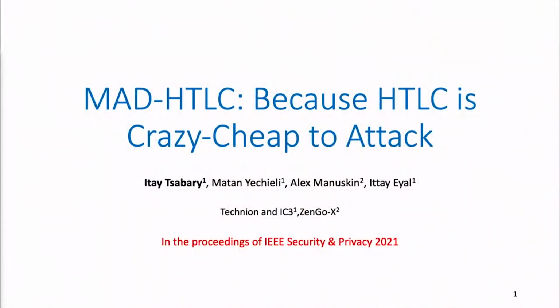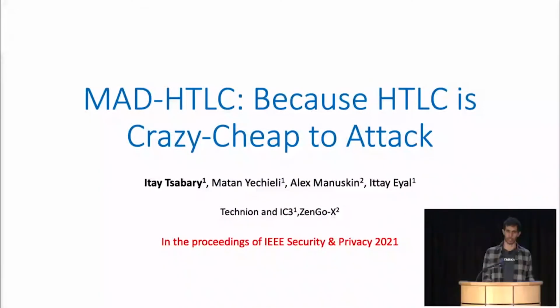I'll present our paper titled Mad HTLC, because HTLC is crazy cheap to attack. So HTLC is a smart contract used as a building block in many cryptocurrency systems, for example, the Lightning Network and payment channels. And sadly, it's known to be vulnerable to bribery attacks. In this work, we show these attacks include many more systems than previously thought, and that they are actually way cheaper than we previously knew. We also present a fixed, modified HTLC contract named Mad HTLC, which is secure and incentive compatible.